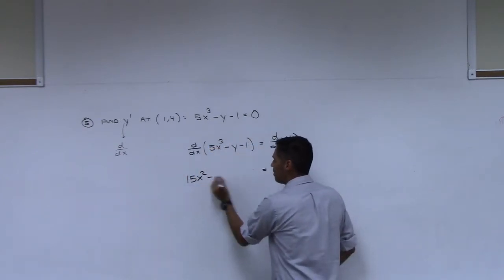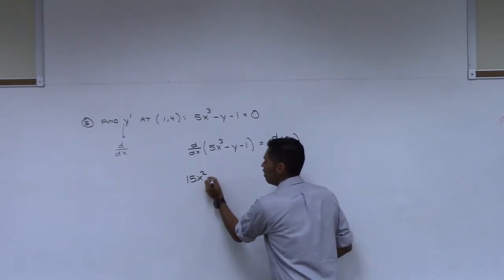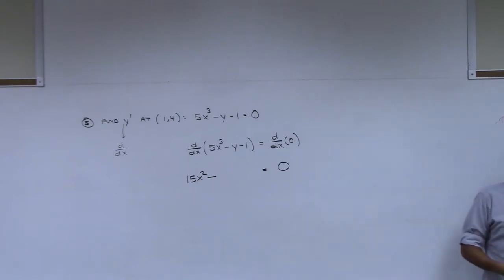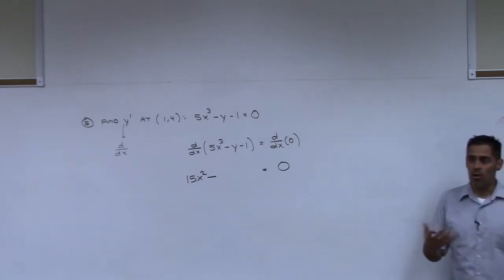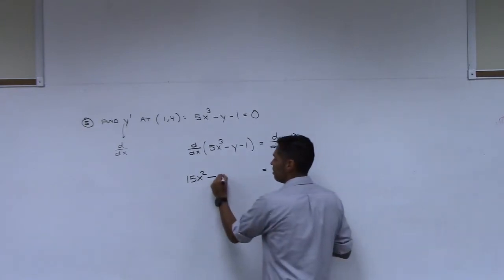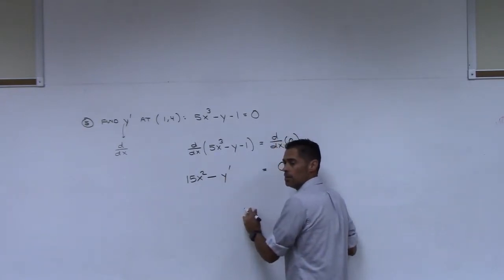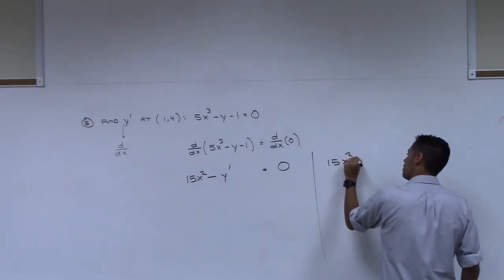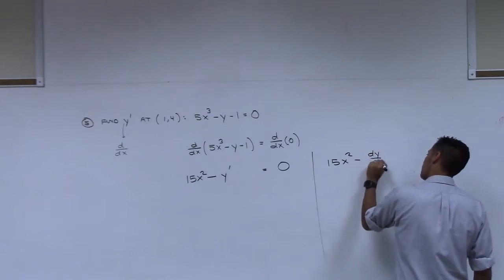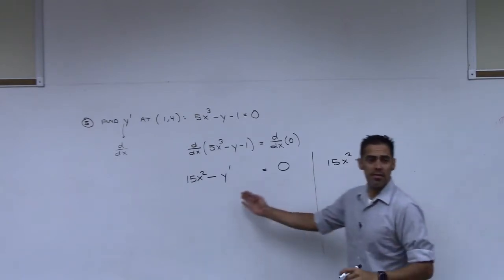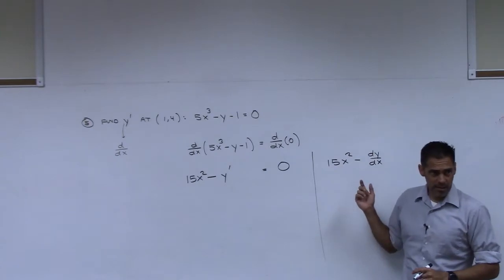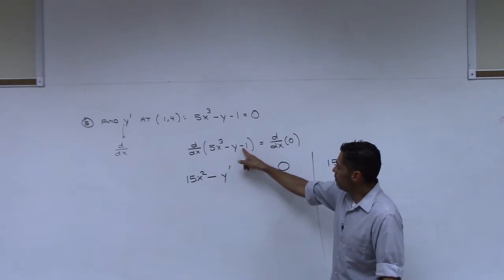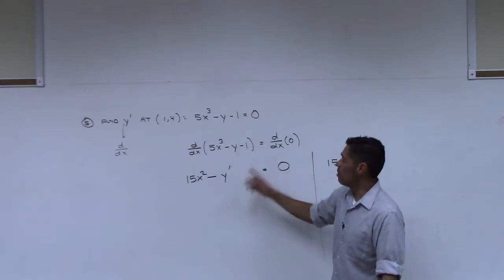Then you're going to have minus, now, what is the derivative of y with respect to x? dy dx, or I also wrote that as just y prime. Okay, so there were two ways I showed you that. Either one of these is okay. Is that all right? And then we still need to take derivative of negative 1, which is 0. So I don't need it there, right?